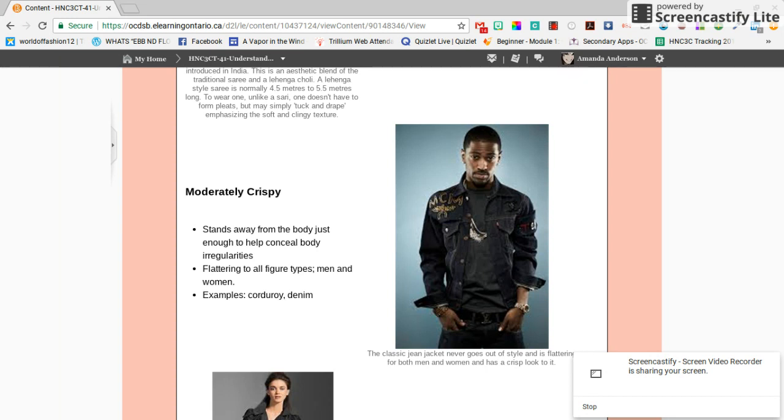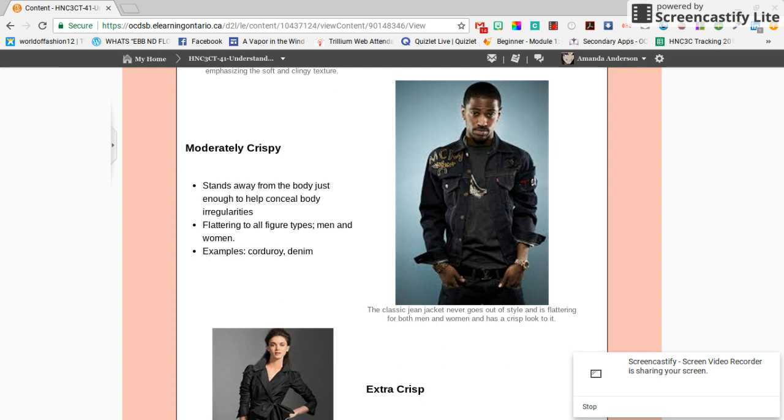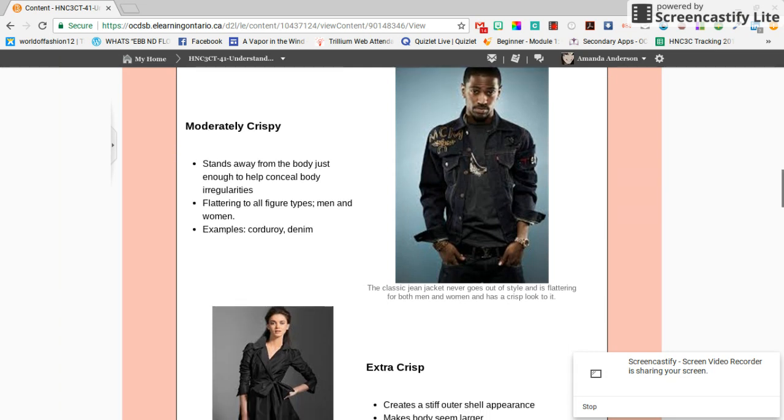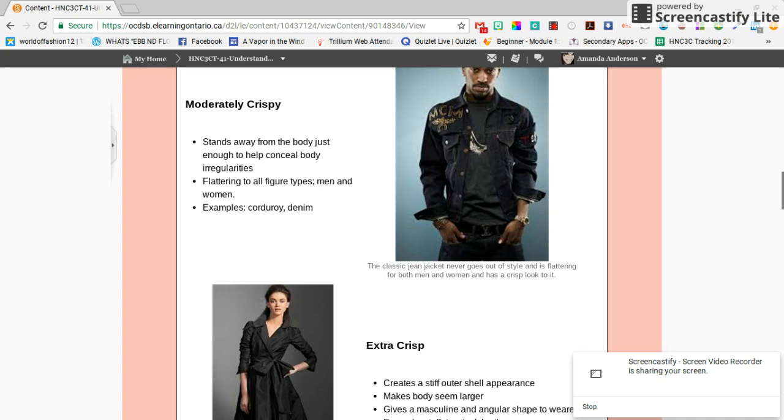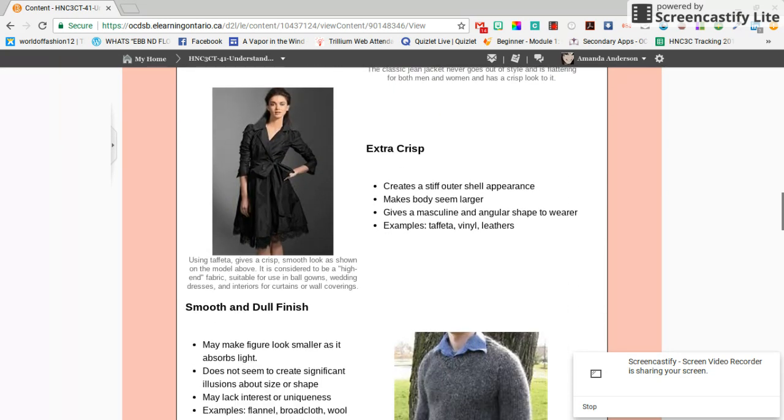So it might make a body look straight, when it's more curvy, or it may make a body look like it has curves if it's a body that doesn't have curves. So it really depends on how the denim is cut. Corduroy is also crispy, but I don't see a ton of people wearing corduroy these days.